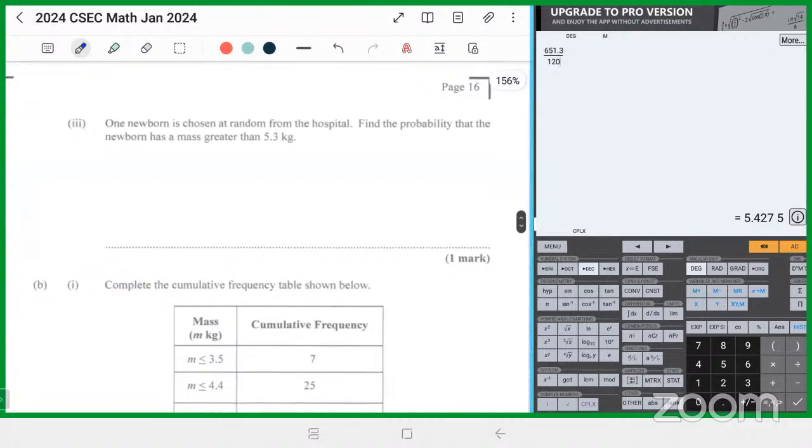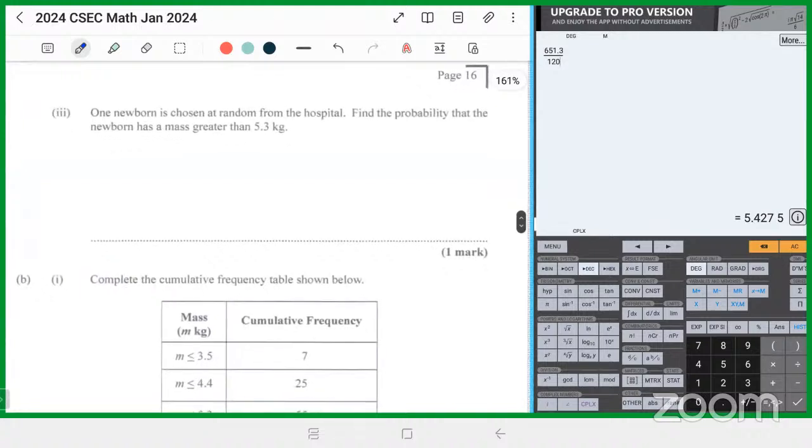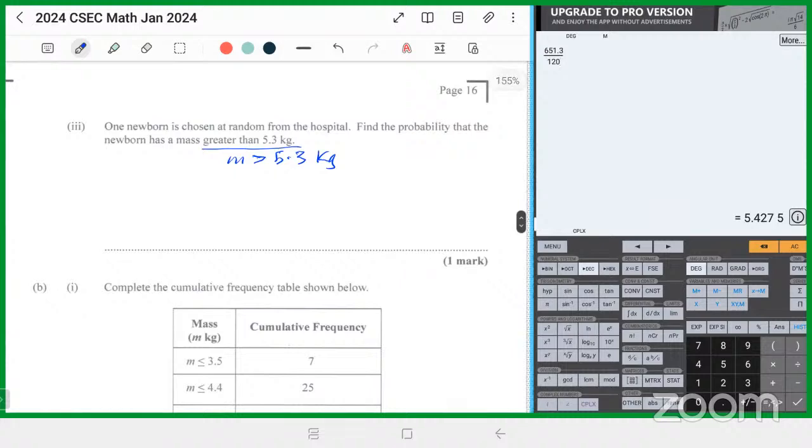It says, one newborn is chosen at random from the hospital. Find the probability that the newborn has a mass greater than 5.3. So when I look where on the table the mass becomes greater than 5.3, we want all the babies in that group divided by the total of 120 to get the probability. Kilograms. Okay, so where was the mass greater than 5.3?